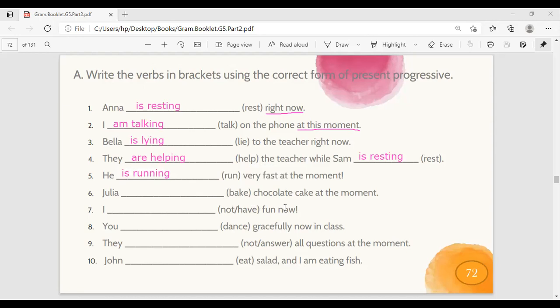Thank you, Rasha. Come on, number 6. Julia bake chocolate cake at the moment. Julia is baking. What should we do here to the verb? We remove the e, then we add ing. We take out the e. Thank you, Rasha.